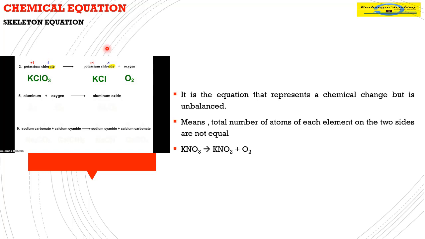Now let us study what a balanced chemical equation is. A balanced chemical equation means the number of atoms or molecules in the product side must be equal to the number of atoms or molecules in the reactant side. That means LHS must be equal to the RHS.